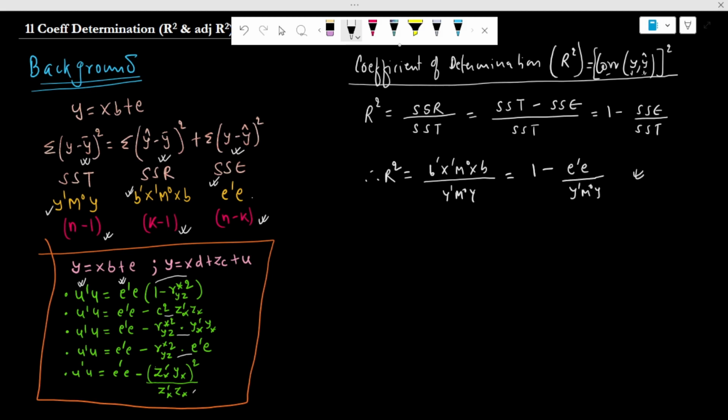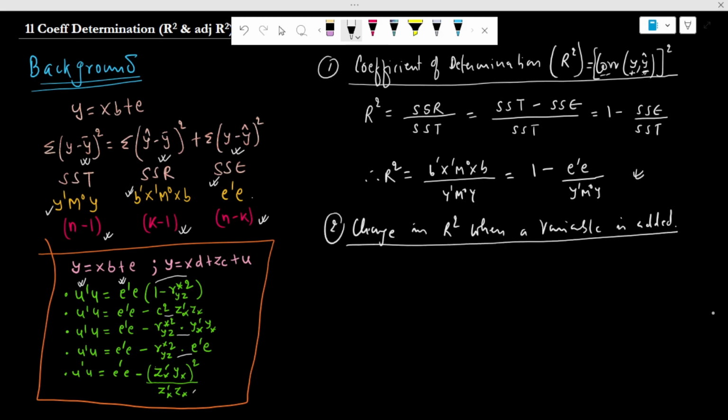and the value of the coefficient of determination ranges between 0 and 1, and this is actually the square of the correlation of the dependent variable and the fitted or the predicted values from the OLS regression model. Now let us calculate the coefficient of determination when we add a variable to the model.